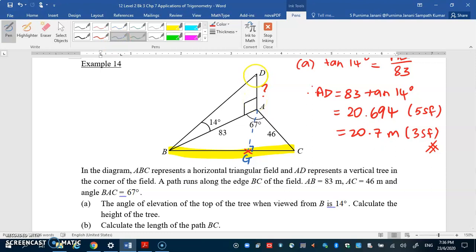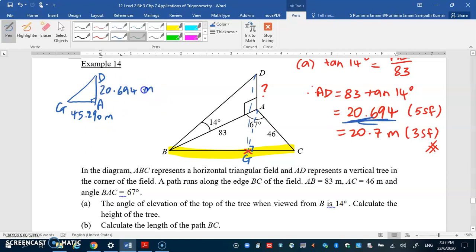Now when he does that, realize that this will be his line of sight. DAG is the triangle we're looking at. So let me just draw the side view. DAG is here. DAG will be a right angle triangle. AG, as you found just now, was 45.290 meters to 5SF. DA, you already found out the height of the tree, right? Over here, 20.694 meters. This is exactly why we need to write down all the 5SF values, because we are using all the 5SF values in the parts.